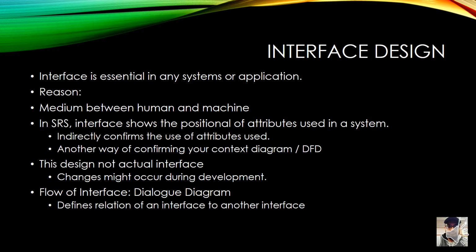So when it comes to the interface, it indirectly confirms the use of the attributes. All the attributes you listed before, you can cross-check. That means what is listed in the context diagram you can cross-check with the interface. If you are inputting a username and password to the system, then in the context diagram you have the user. Let's say you have three users, and then you need the details to log in, which are the username and password. So indirectly you know from the context diagram and the interface that they are related.